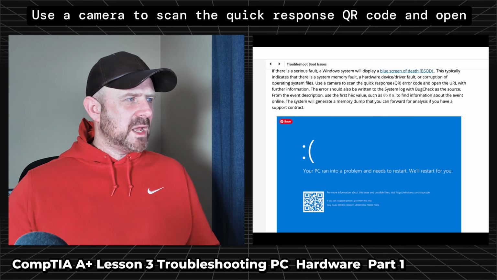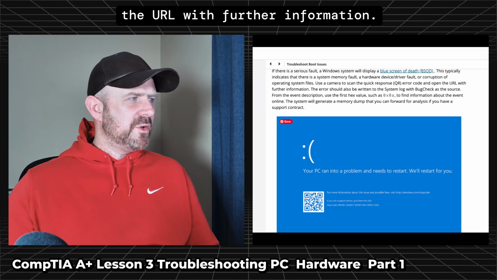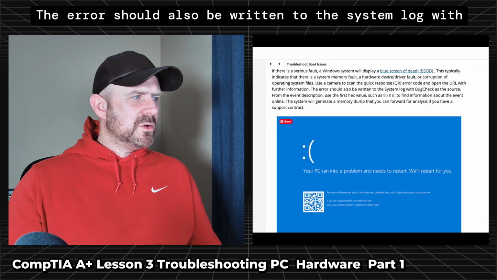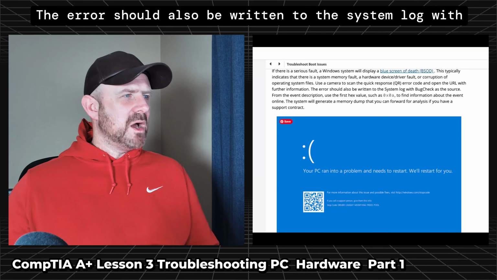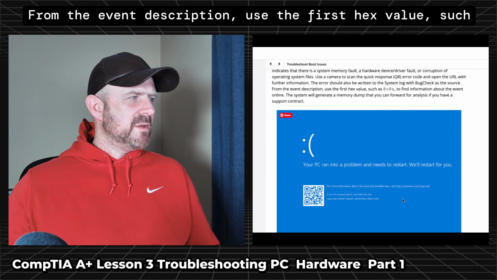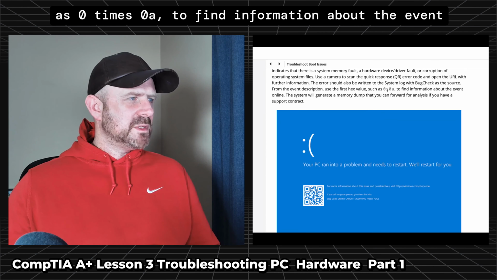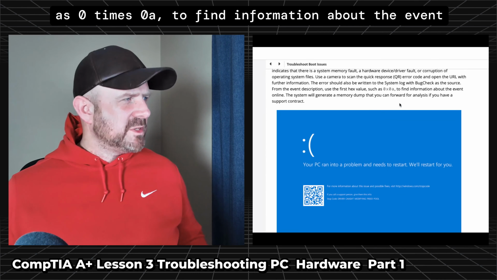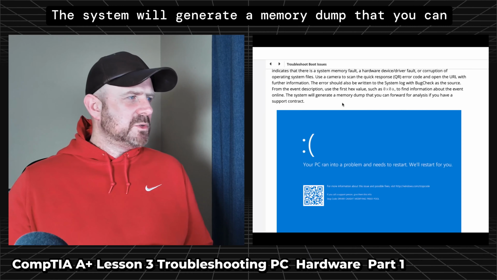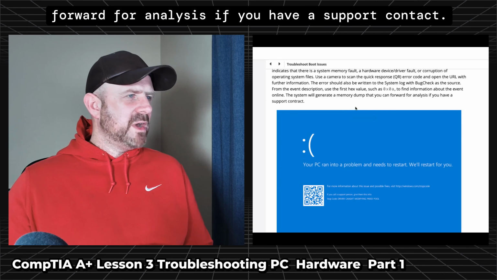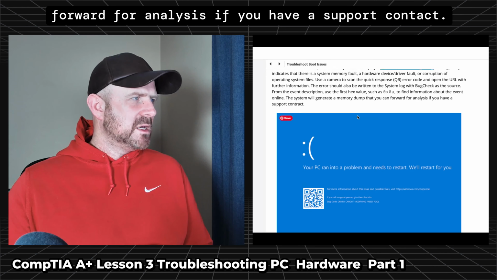Use a camera to scan the quick response QR code and open the URL with further information. The error should also be written to the system log with bug check as the source. From the event description, use the first hex value, such as 0x0A, to find information about the event online. The system will generate a memory dump that you can forward for analysis if you have a support contact.